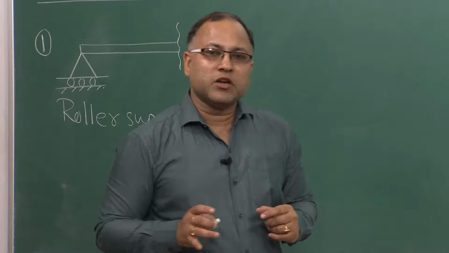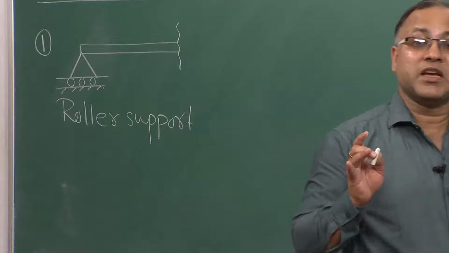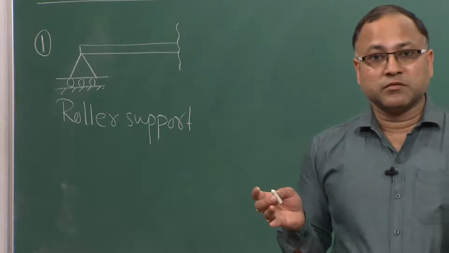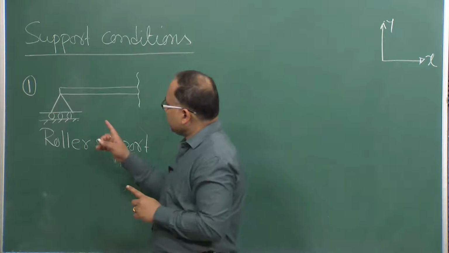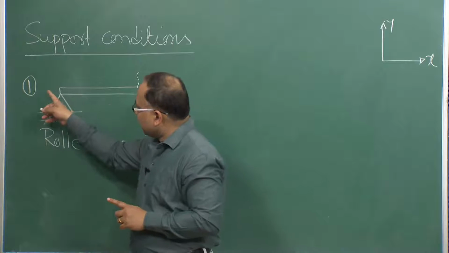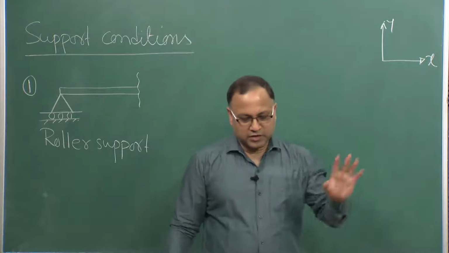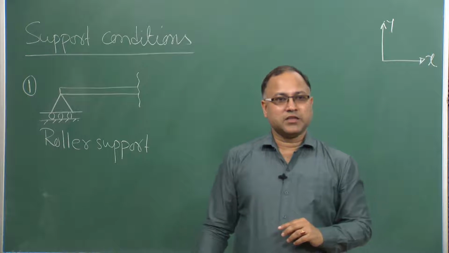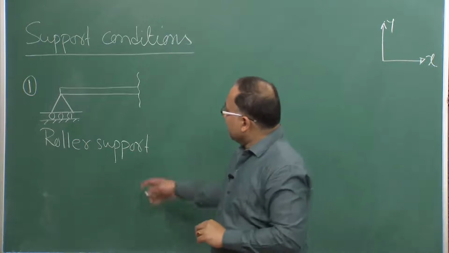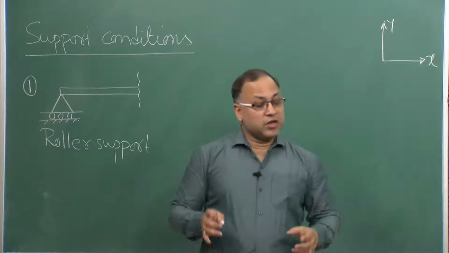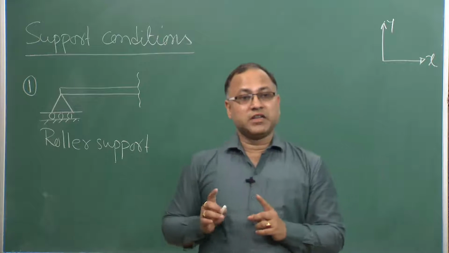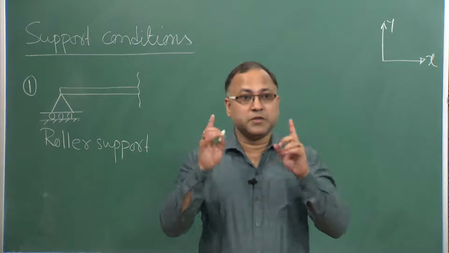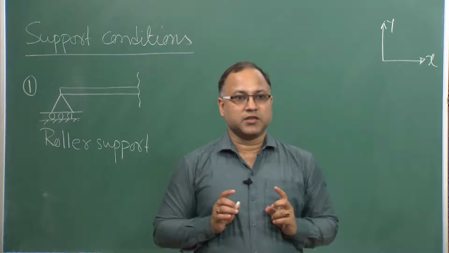If it gives me the rotation, and rotation generally happens due to the moment, so what can we get from this support? Because this is allowing the horizontal movement, there is no horizontal reaction. It allows the rotation, so therefore, no moment reaction, but it does not allow the vertical movement. So, therefore, there must be some vertical reaction.